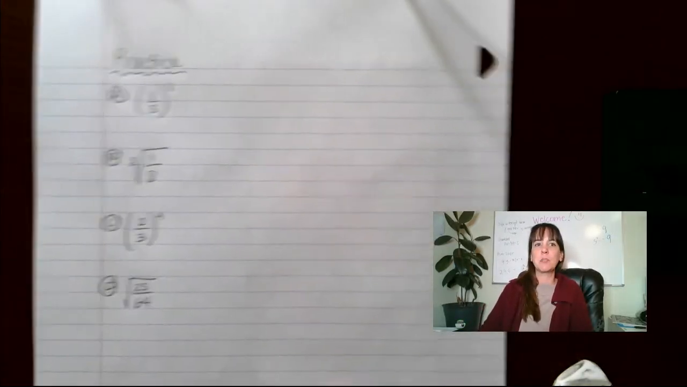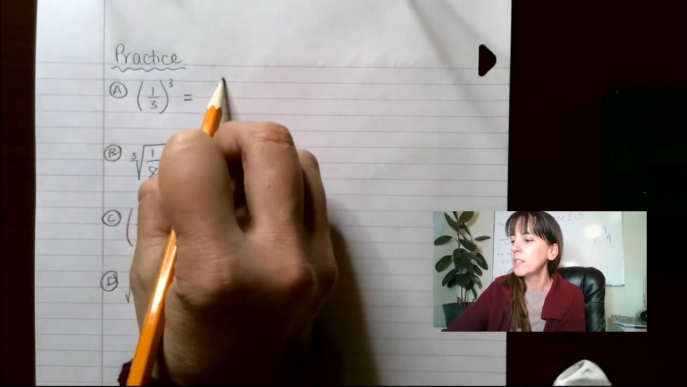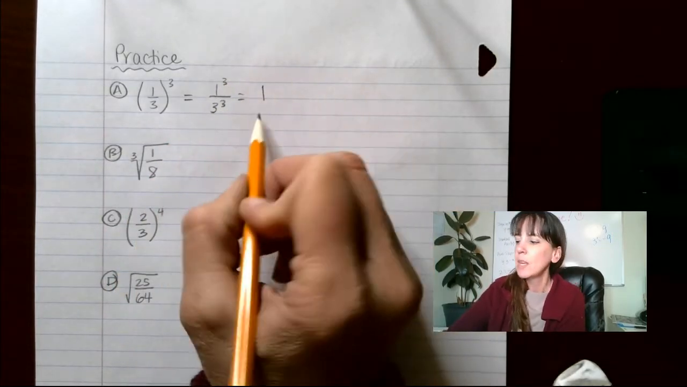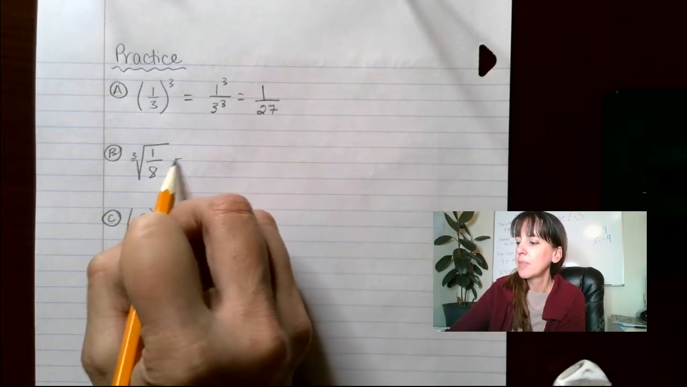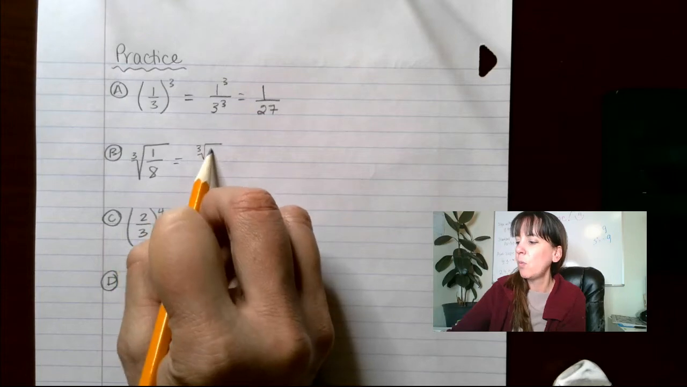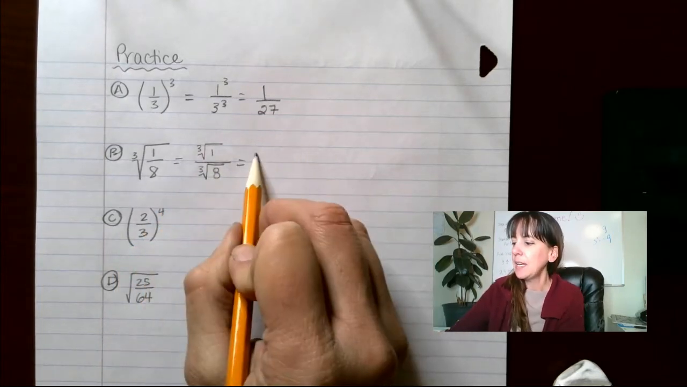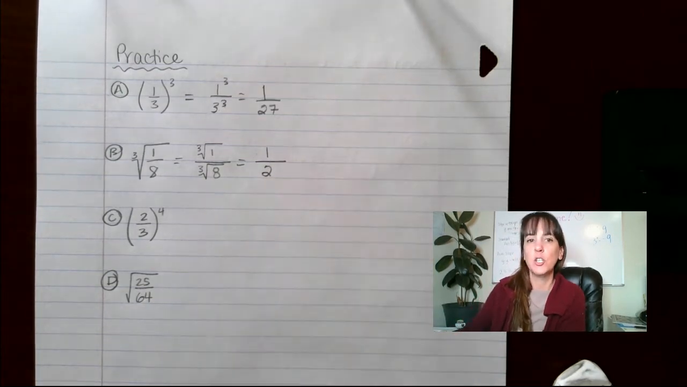Guys, here are your practice problems. Pause the video, do them, come on back. Here we go. 1 to the third over 3 to the third. That gives me 1 to the third is 1, over 3 to the third, which we know is 27. This is going to be the cube root of 1 over the cube root of 8. That is going to be 1 over 2, since the cube root of 8 is 2.